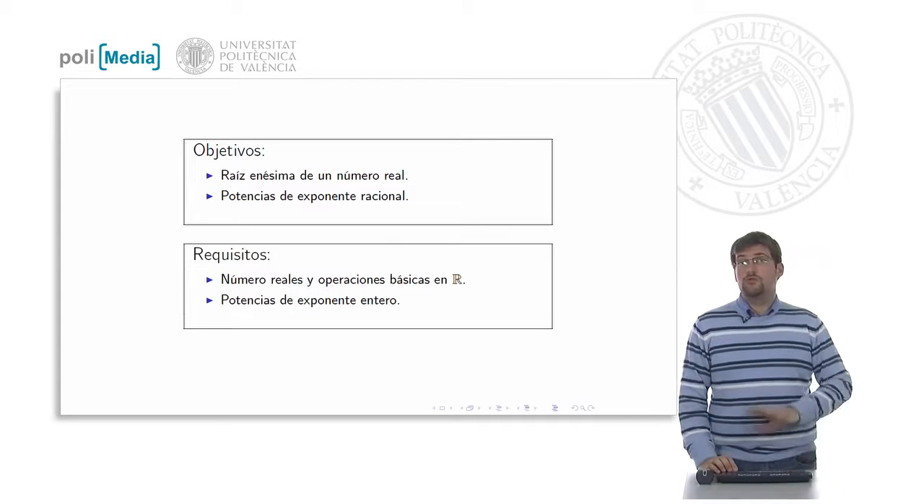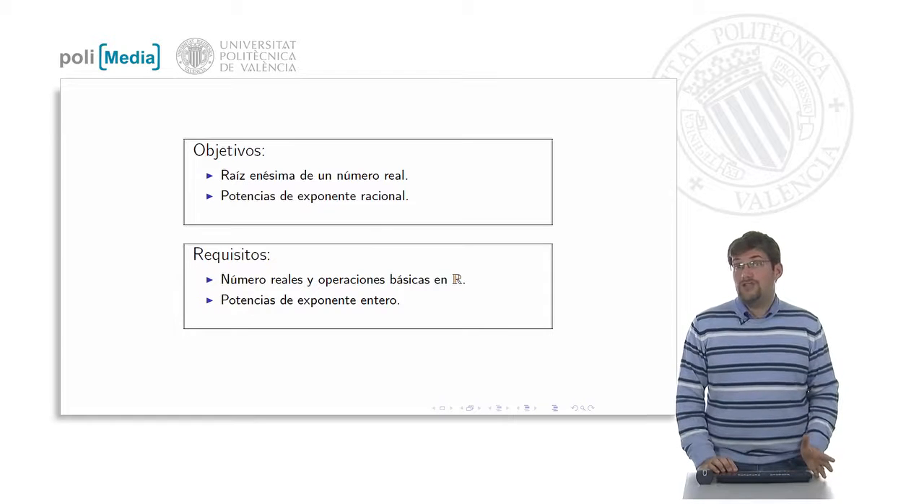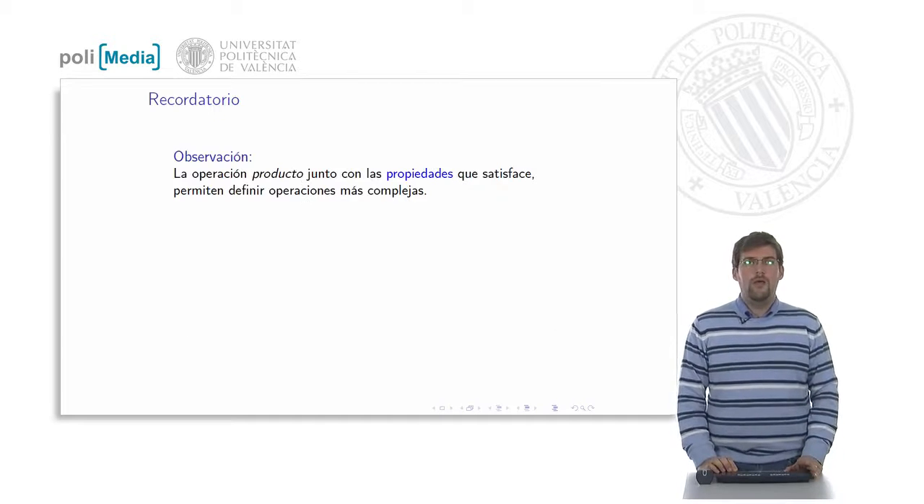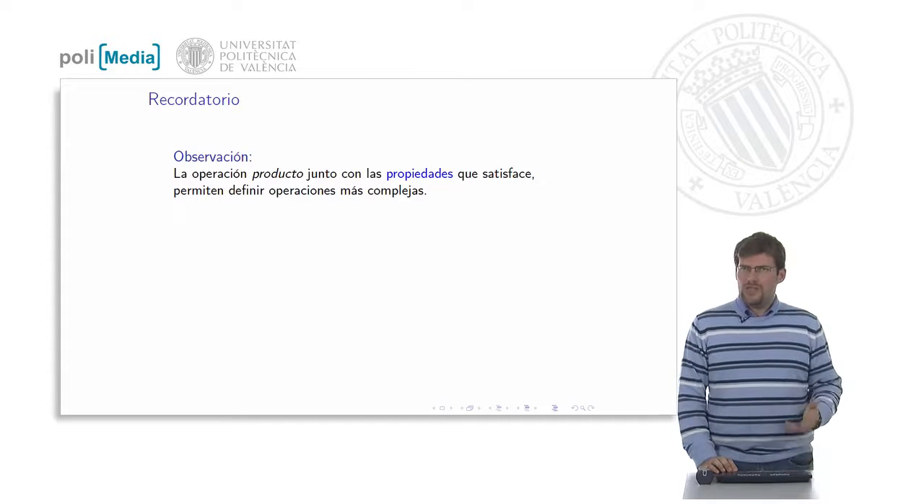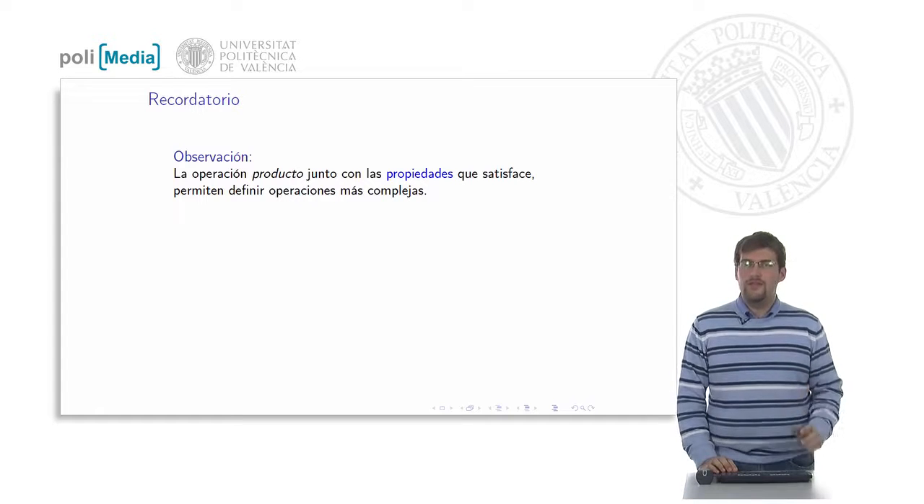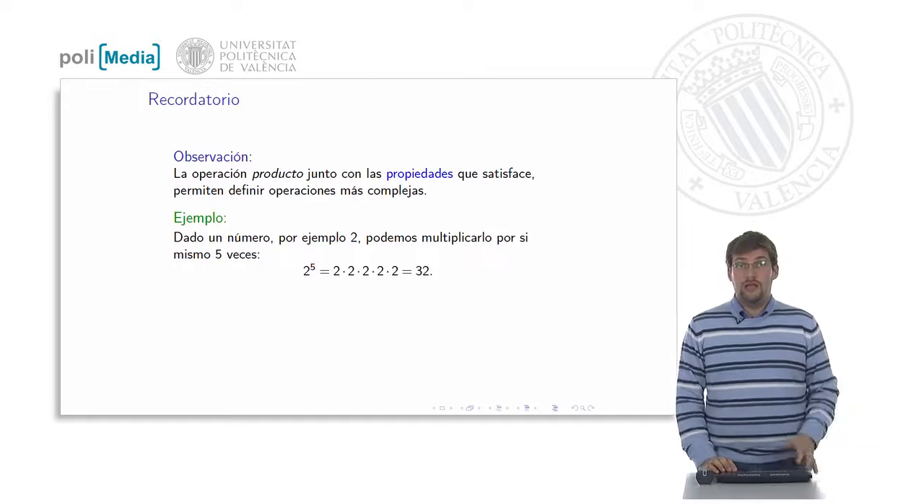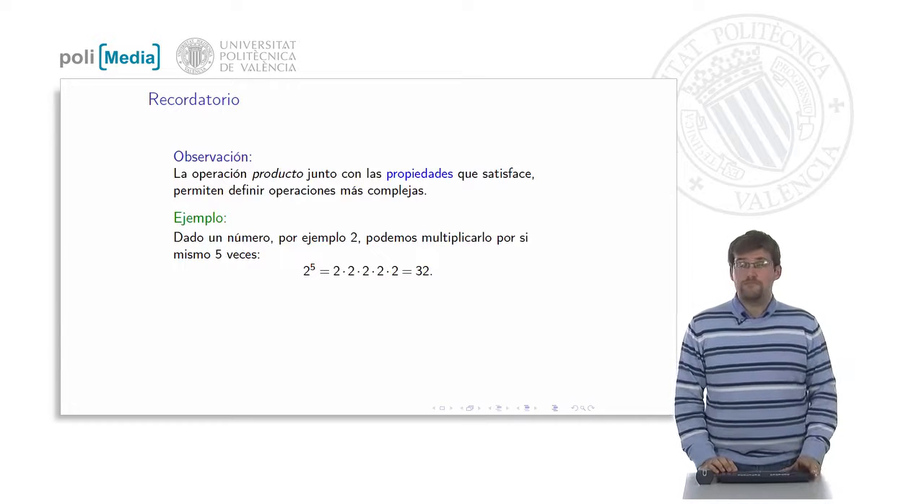The requirements are simply the previous units, to handle well the real numbers and their operations, and the concept of power with integer exponent. As we said in the previous sessions, the product operation allows us to define more sophisticated operations than multiplication and addition, and in particular we defined in the previous session the power of a number, for example 2, to an integer exponent, in this case raised to 5.